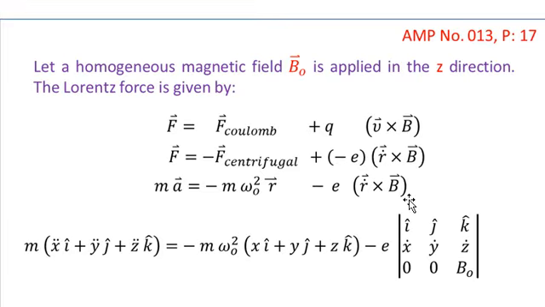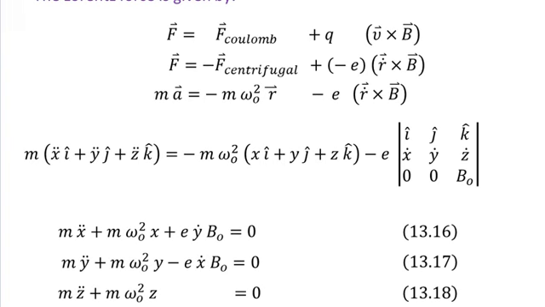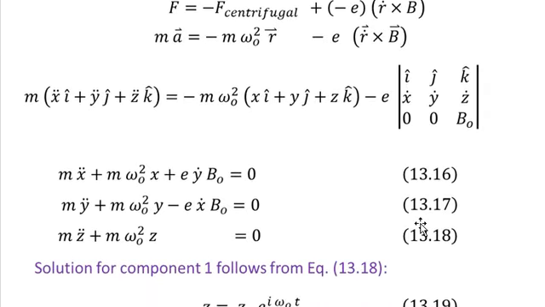And r dot cross B has been represented in the form of a determinant, where the first row is the unit vectors i, j, k. The second row is the components of r dot, which are x dot, y dot, and z dot. And B has only one component, along the z direction. The other two components, along the x and y directions, are zero. So we have 0, 0, and B naught. If you equate the i component, j component, and k component on both sides of this equation, you ultimately get these three equations.